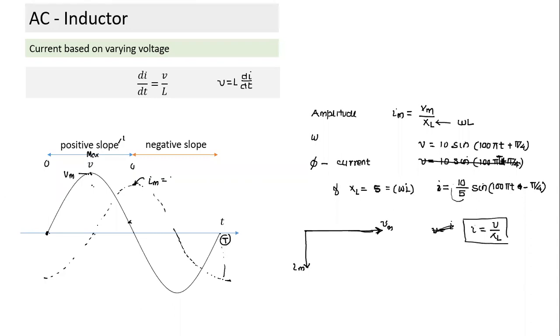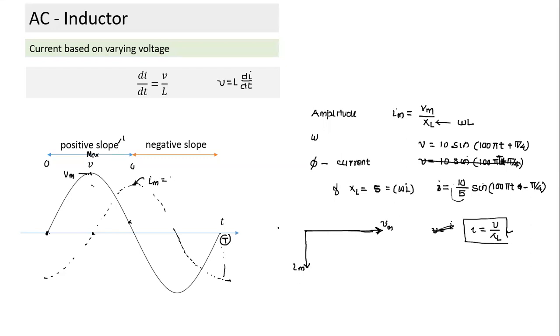What does this indicate? When I write like this, for the instantaneous value, very clearly we see that when the current has become 0, the voltage is not 0. It is not true for the instantaneous value. So we write Im is equal to Vm divided by XL. This is only valid for amplitudes.